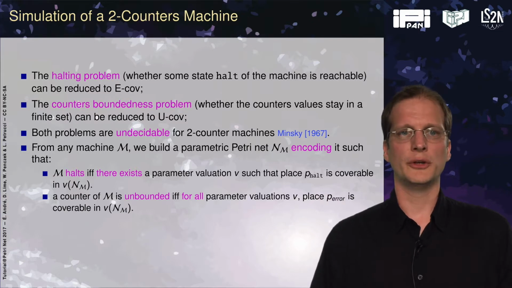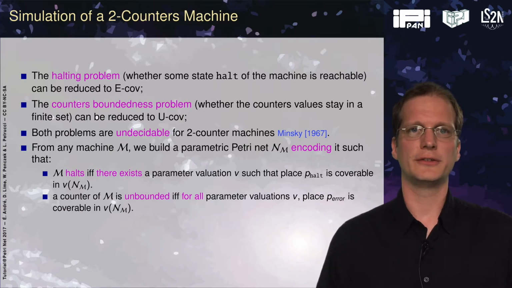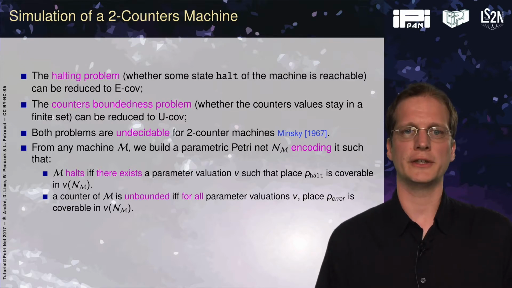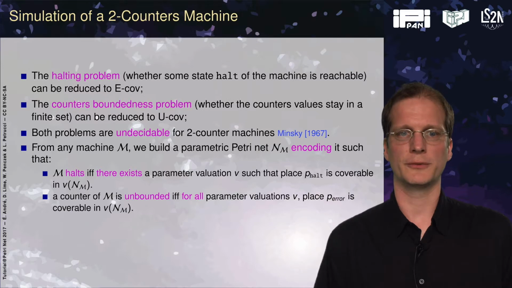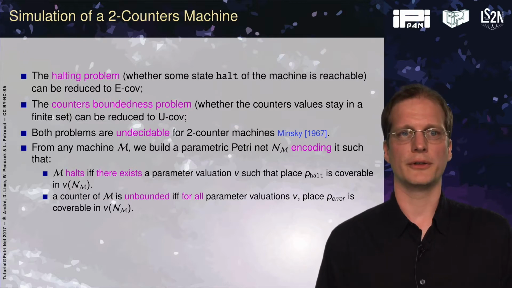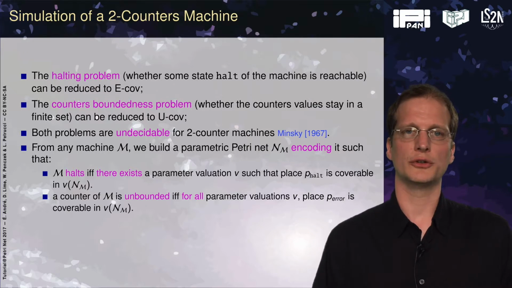So we know from the results of Minsky in the late 60s that the halting problem for two counter machines, so deciding whether we can reach some halt states in the machine, or also the boundedness of the counters in such machines, are both undecidable problems. So to prove that coverability, existential or universal, is also undecidable for parametric Petri nets, we will reduce these two problems, halting and boundedness of the counters, from two counter machines and model them using parametric Petri nets.